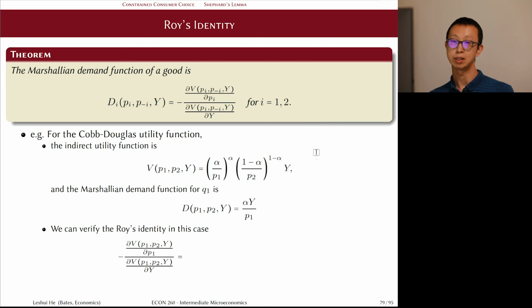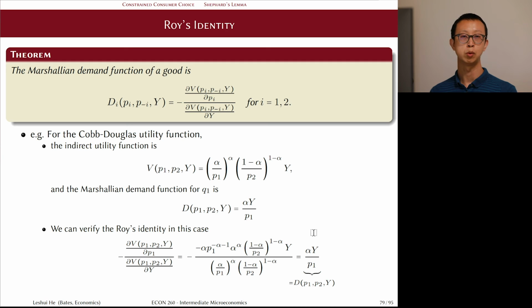Let's verify that Roy's identity works. Here, I copy-pasted our previous results of the indirect utility function from the Cobb-Douglas utility function, as well as the Marshallian demand function. So we can verify, hopefully, that by taking the derivative of the v function with respect to p1, and then dividing by the derivative of v with respect to y, and then multiplying by -1, we're able to get this expression back. The algebra for the derivative of v with respect to p1 is very similar to the last slide, and the chain rule will give us the result on the numerator.